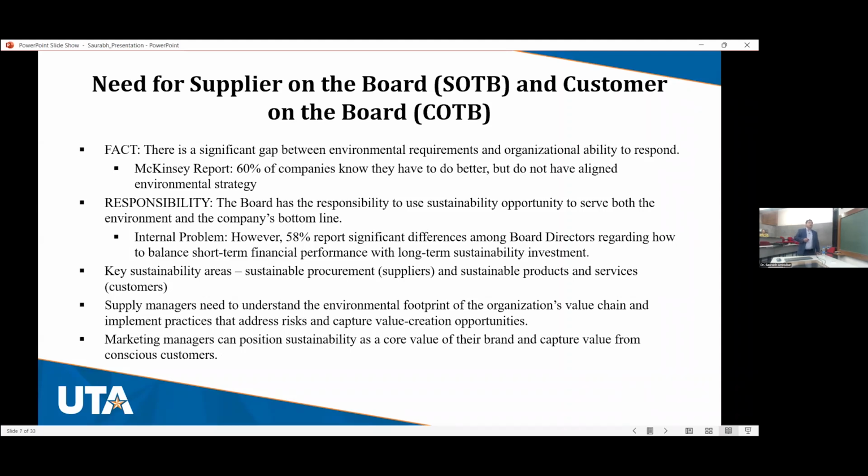Now, if we look at one of the challenges for achieving sustainability or environmental performance for firms, it is the management, what is required to be done and what is actually being done. And there is usually a very significant gap between this. So here is a McKinsey report example. 60% of the firms know that they have to do better, but they don't have an environmentally aligned strategy. And now who is responsible for building these environmentally aligned strategies?